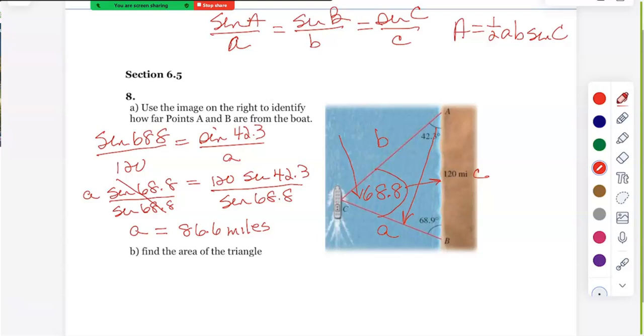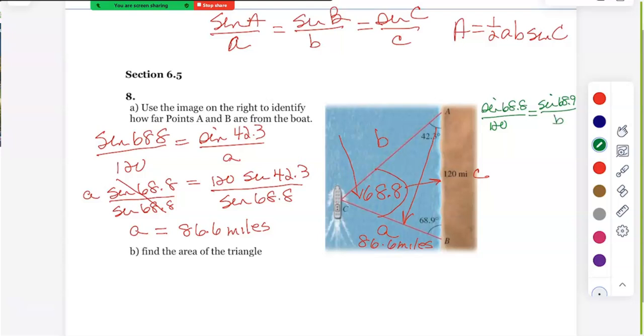Okay, so that's little side A is 86.6 miles. Now we need to do the other side, that's side B. So I'll change color, and I'll say over here, perhaps, the sine of 68.8, that's still my partner, with the 120 equals the sine of, carefully, 68.9 goes with little side B, because this angle is opposite that side.